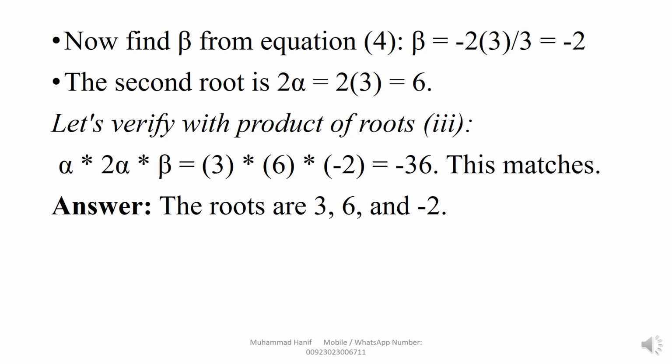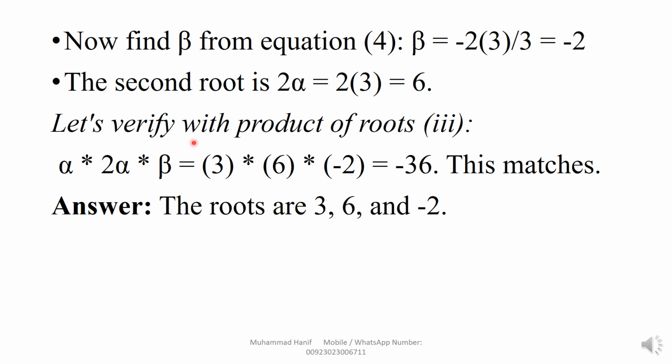Now we find beta from equation 4. Beta equal to minus 2 multiplied by 3 divided by 3, equal to minus 2. The second root is 2 alpha equal to 2 multiplied by 3, because the value of alpha is 3, then we get 6.